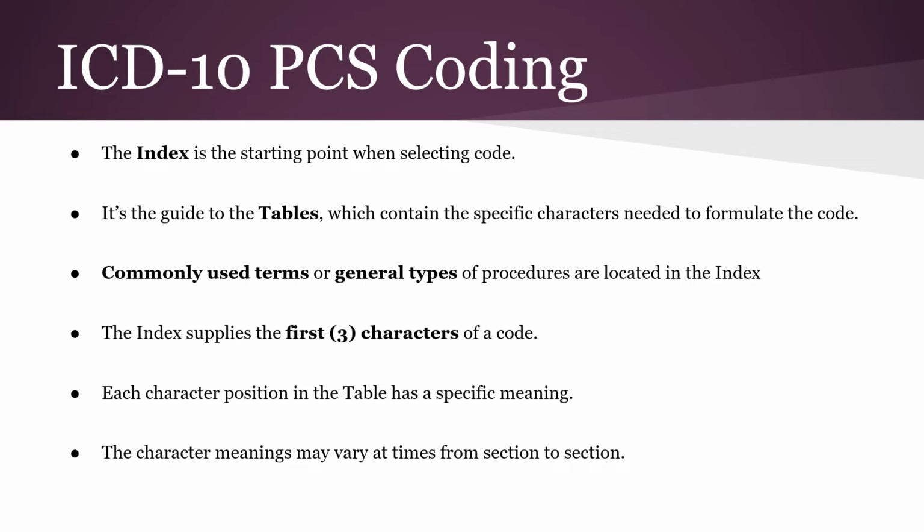So for example, if you were trying to convert, let's say, an appendectomy from CPT to ICD-10 PCS, then when you go to look in your index, you will look up appendectomy because that is a commonly used term or commonly performed procedure. And in our case, for our example, we're going to look up thyroidectomy in the index. Next, the index supplies the first three characters of a code. So each character position in the table has a specific meaning, and we'll go through that in the next slide. The character meanings may vary at times from section to section.